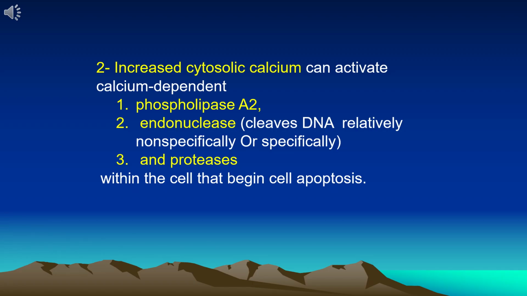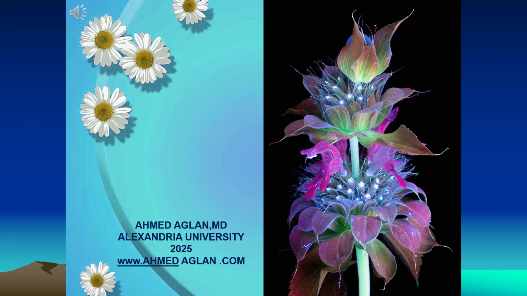The simultaneous activation of phospholipase A2, endonucleases, and proteases represents a coordinated, calcium-triggered demolition of the cell structure, its genetic material, and its functional machinery. This is the biochemical definition of the programmed cell death we see in IR injury.